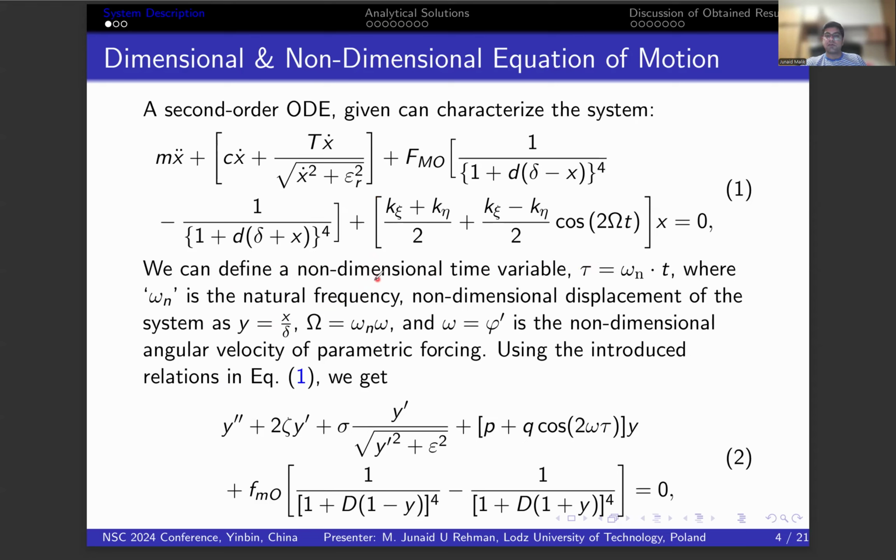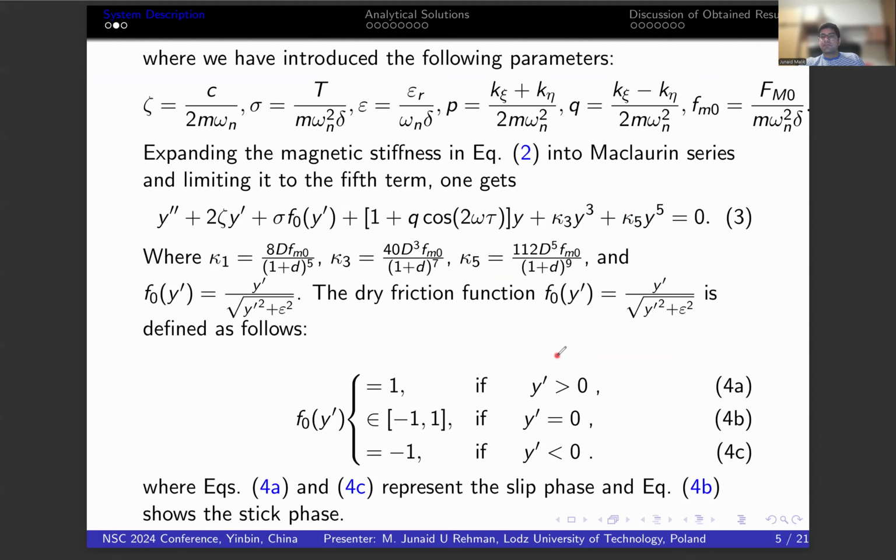We have defined the non-dimensional time variable tau, where omega n is the natural frequency, and we have defined the non-dimensional displacement y, and omega prime is the non-dimensional angular velocity. After substituting these non-dimensional variables into equation 1, we will get equation 2. Here we have introduced the following parameters, and expanding the magnetic stiffness in equation 2 into a Maclaurin series and limiting it to the fifth term, we will get equation 3.